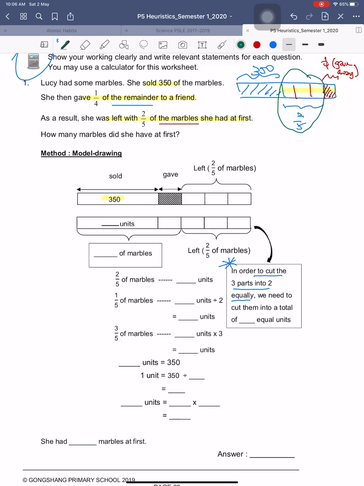The only way is to make 2 and 3 into a common multiple. And for 2 and 3, the common multiple is actually 6. Remember, we have to cut 2 and 3 into 6, so I have to cut it into 6 equal parts. What does that mean? This 2/5, I will cut it into 6 parts. It's the same, and I need to do the rest for this part here.